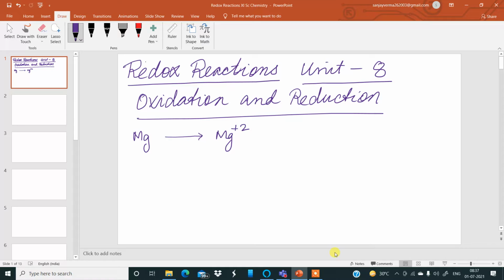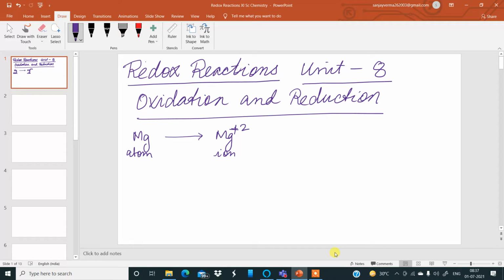Now tell me, how is this possible? How can a magnesium atom become a magnesium cation? Is it possible by giving electrons or losing electrons by the atom? Anybody? How can you make a magnesium atom into a magnesium ion? This is Mg plus 2, magnesium ion. Loss of electrons.